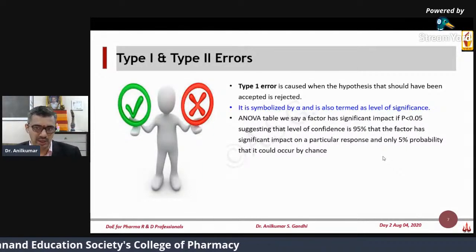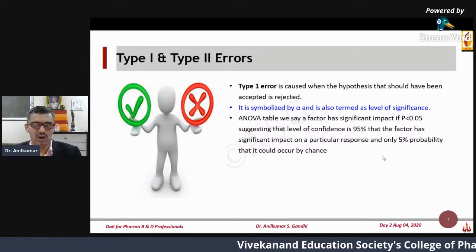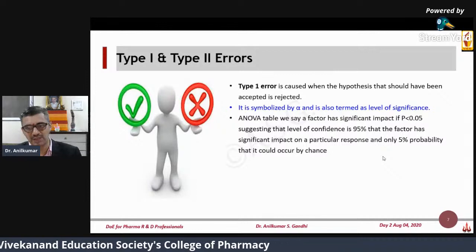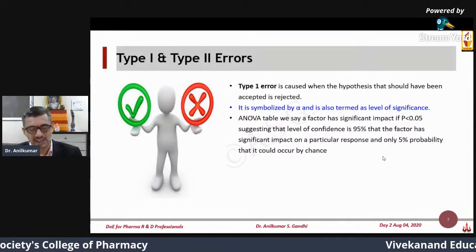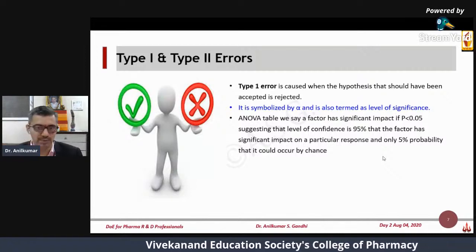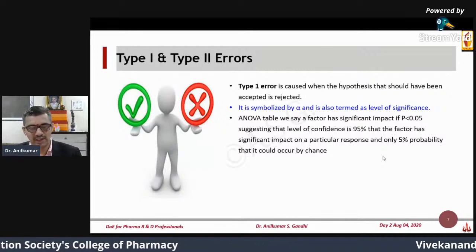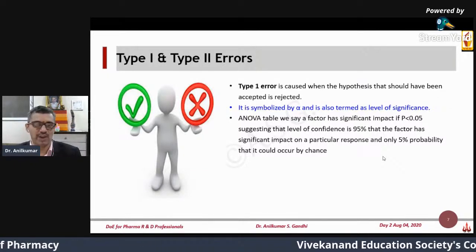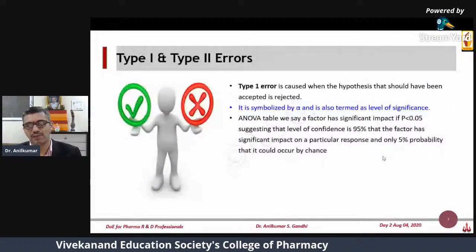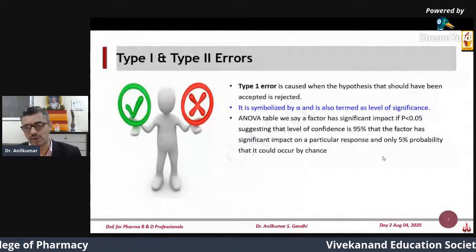And what we are saying is that when we accept at the level of significance of 0.05, it means that we are 95% sure. There is always a 5% probability that we might be wrong, but I'm 95% sure that when I say that this particular factor has an effect, then it does have an effect. So that kind of confidence comes when you put that significance value as 0.05.